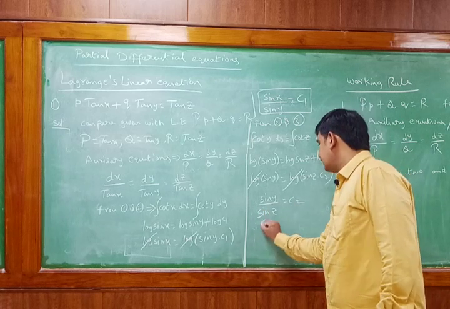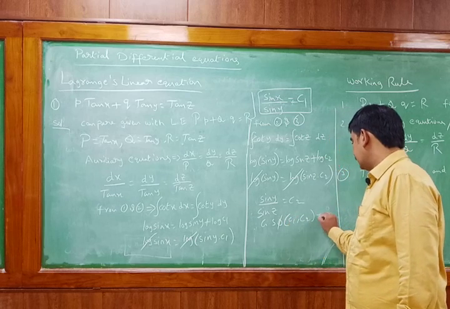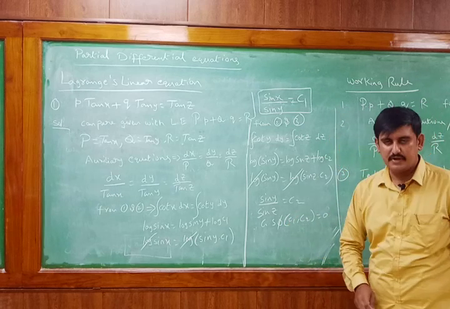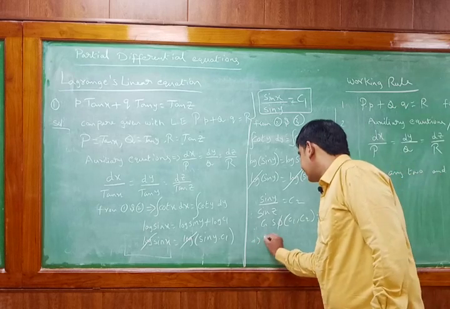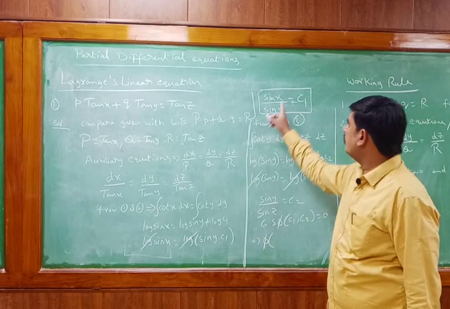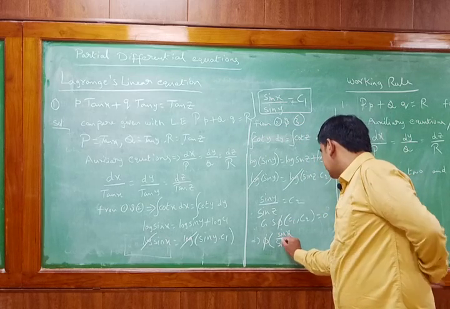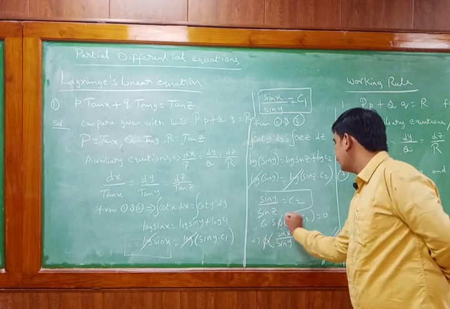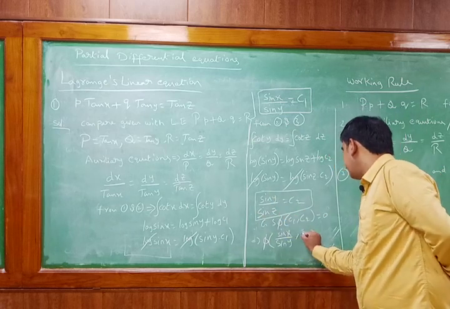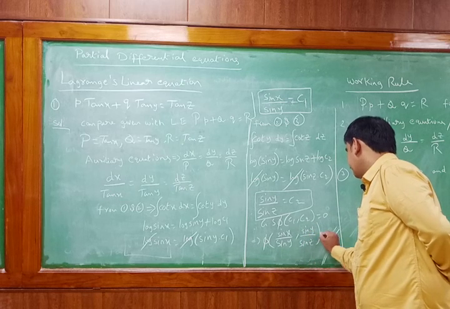So therefore the general solution is phi of C1 comma C2 equal to 0. What is the general solution? Phi of C1 comma C2 is equal to 0. So this implies phi of, what is C1 we got? Sin x by sin y, comma, what is C2 we got? Sin y by sin z is equal to 0.